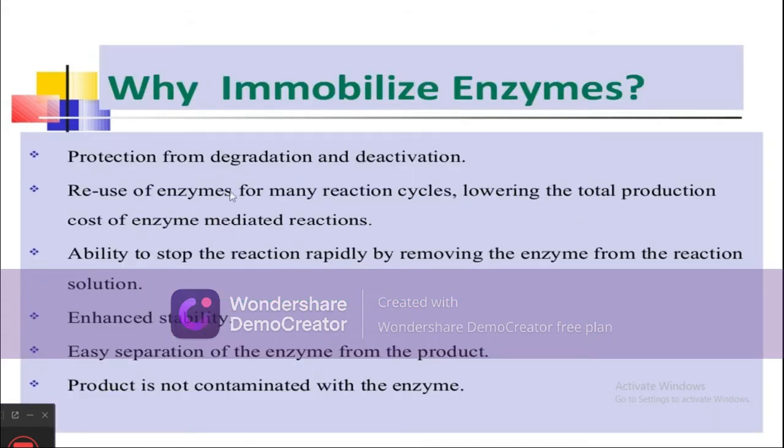Then the next thing is, why immobilize enzymes? Why do we need to immobilize the enzyme? Number one is protection from degradation and deactivation. If the enzymes are allowed to move in any direction, they can be degraded and denatured at the same time. So it is very important to confine them, to protect against degradation and deactivation. If the enzymes are degraded or deactivated, they are not going to carry out any enzymatic activity, which means they are now waste. So we need to immobilize the enzymes to prevent their degradation and deactivation.